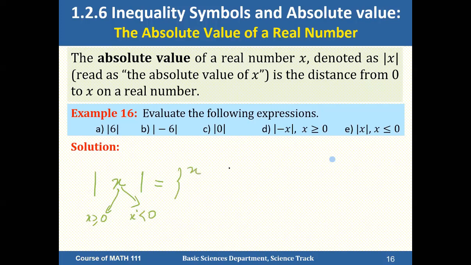Okay? If the inside of the absolute value is positive, the absolute value is the same. The absolute value of 6 is 6. The absolute value of square root of 3 is square root of 3, the same. Why? Because the inside is positive.